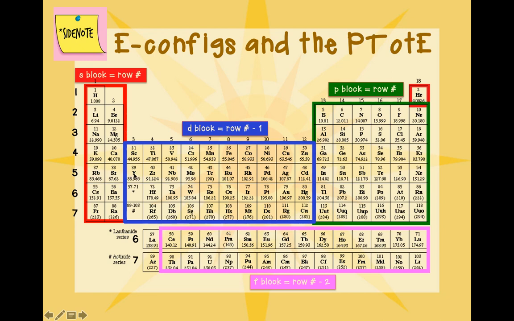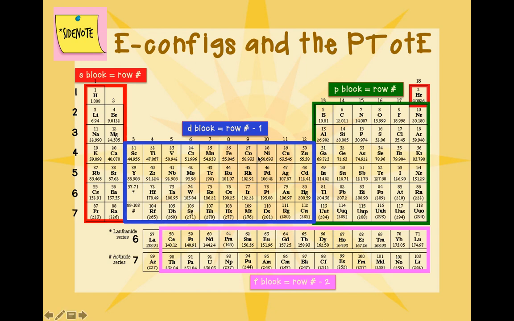this would be 4d10. This would be 5p6. This would be 6s2, and then here's where things get kind of exciting. Before I can get to number 74, I have to fill up 57 all the way through 71. So what I would say is 6s2, 4f14, and then I would go back and say 5d1, 2, 3, 4. 5d4 would be the last part of my electron configuration.